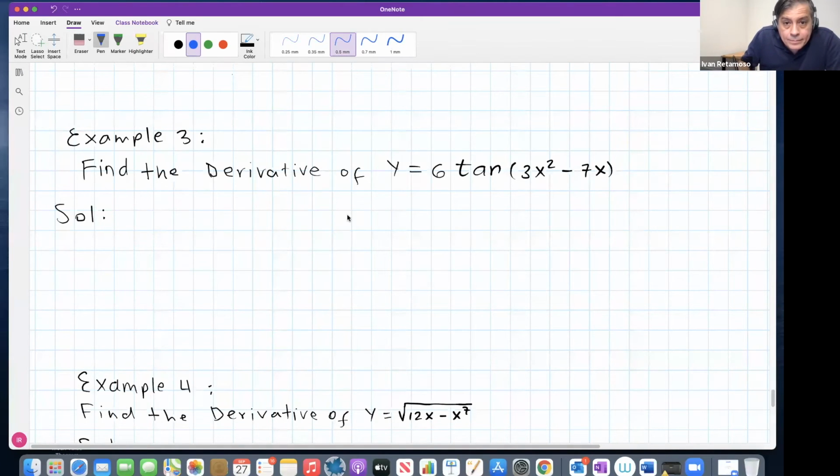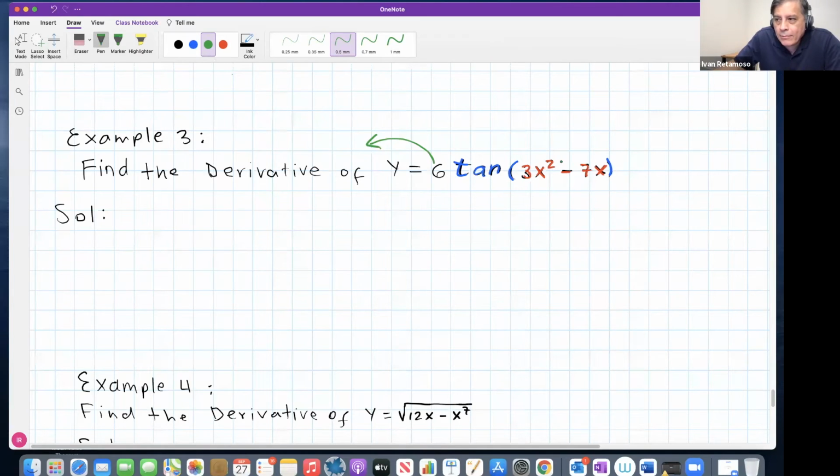So again, quickly, you have to identify what is the outside function. In this case, this will be your outside function, the tangent function. And what is the inside function? Well, in that case, it will be 3x squared minus 7x, right? Professor, why don't you consider 6? 6 is just a constant that we're going to pull outside of the differentiation, so don't worry about that. All right, so once you have identified the inside function and the outside function, go ahead and use the rule.